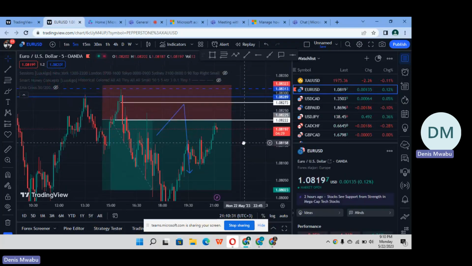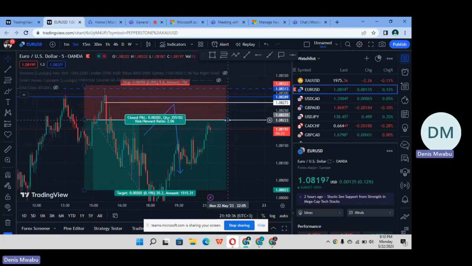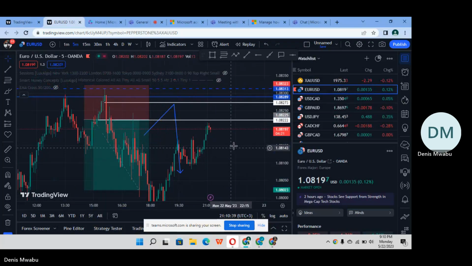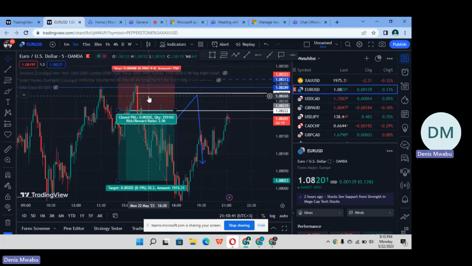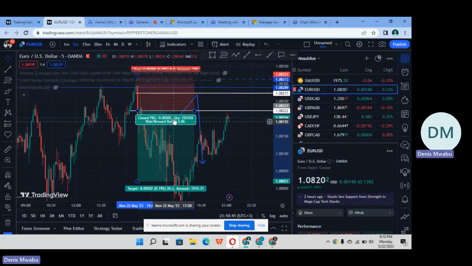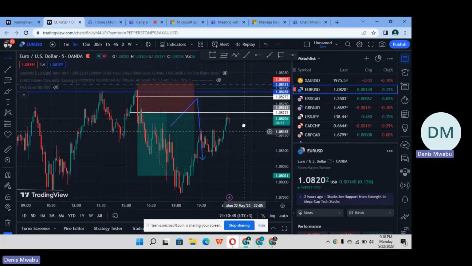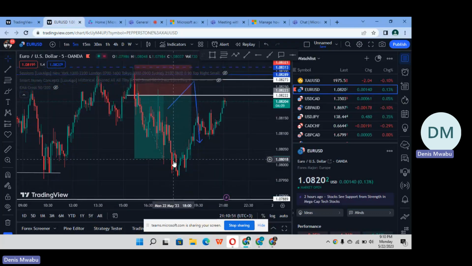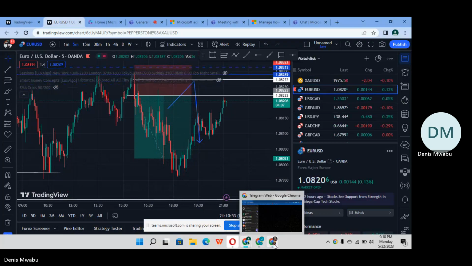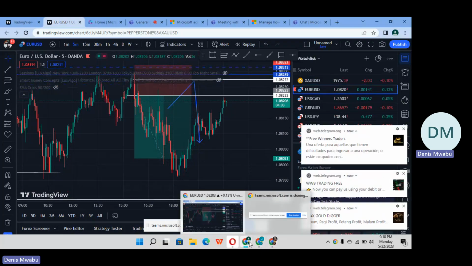Euro USD actually tapped my zone here. We were waiting for a pullback. This was during the New York session. We were waiting for a pullback to this zone here, and our entry was on this zone, and this gave us a 1:2 straight, giving us like 20 pips, which is always our target.